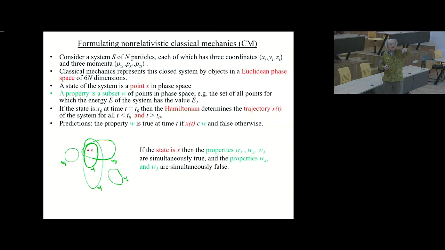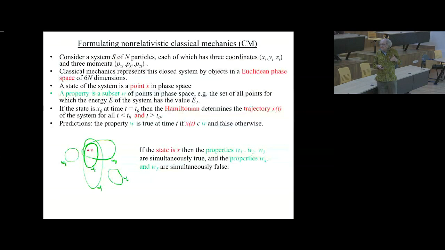And this is the picture I have. This is all of classical mechanics. Here's the state, and there's an infinite number of properties. I've only written down 5 of them. W1, W2, and W3, those are the subspaces. That's what a property is. These 3 are true, and these 2 are false.